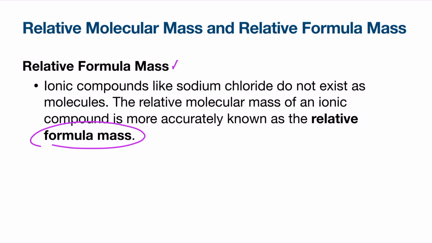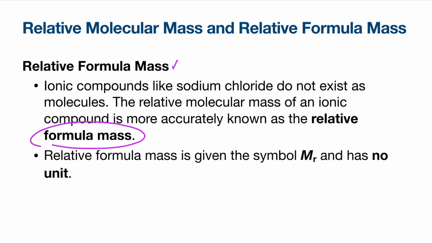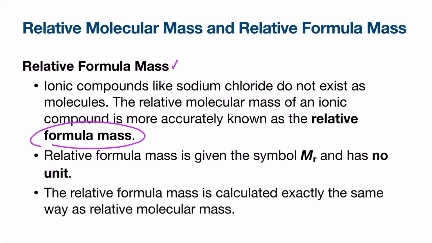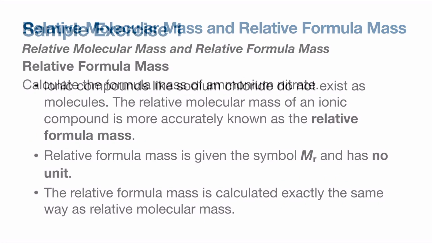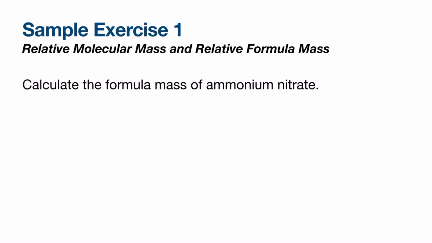And just like the relative molecular mass, relative formula mass is given the symbol M sub r and still it has no unit. And to solve for relative formula mass, it is calculated exactly the same way as relative molecular mass. Now, let's have some sample exercises. Calculate the formula mass of ammonium nitrate.